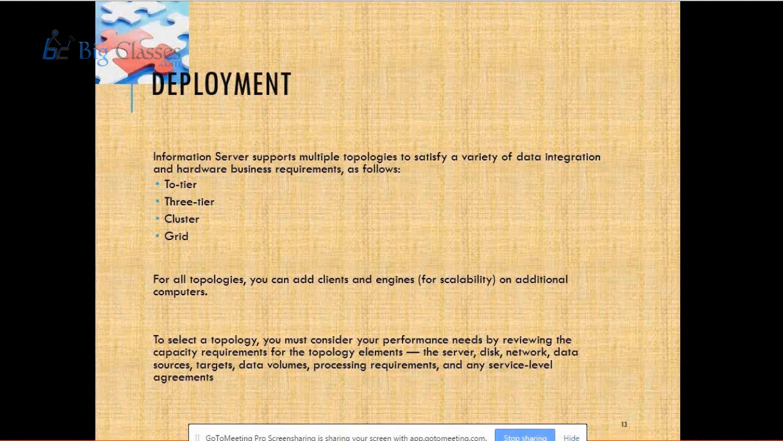Thereafter, it came with the three-tier topology, wherein just to enhance the performance, they tried to split the engine and the service part into two different servers. So basically, engine and service were on the same machine in the two-tier topology. In the three-tier topology, they got split into different machines. When it comes to cluster and grid topologies, even more servers got added in terms of service and engine servers. So as more versions got added, performance increased.